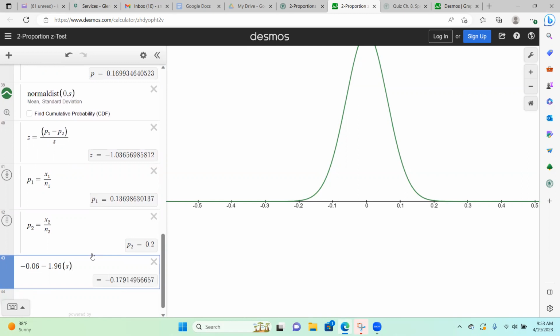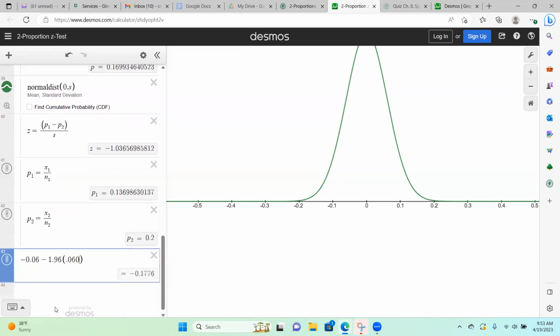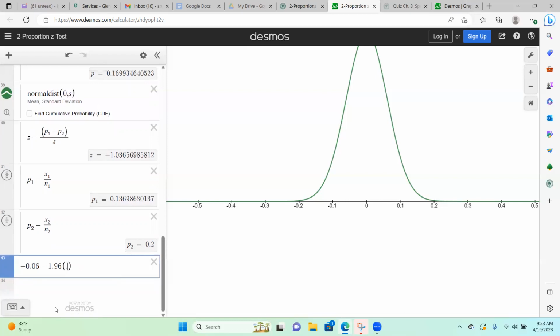is a negative 0.1791. And notice if I would have put in our rounded value of 0.0608, it would be pretty close to the same. Okay, but we're going to use S because they've already calculated that for us. And we're going to change this to a plus, and we get our upper is 0.0591.